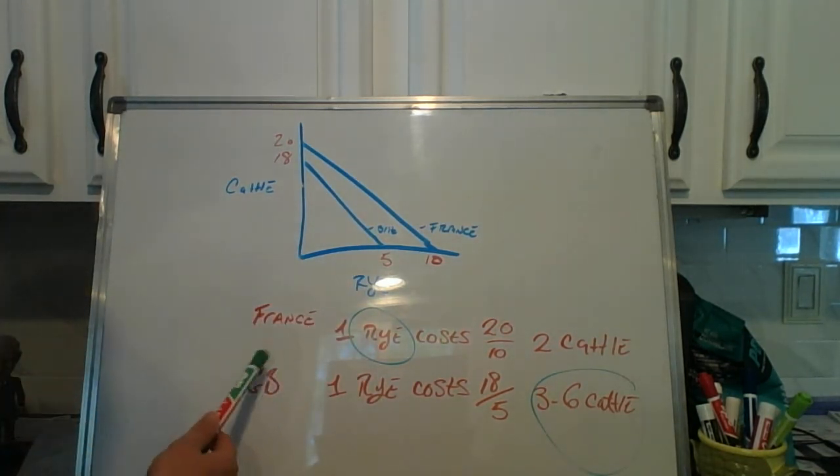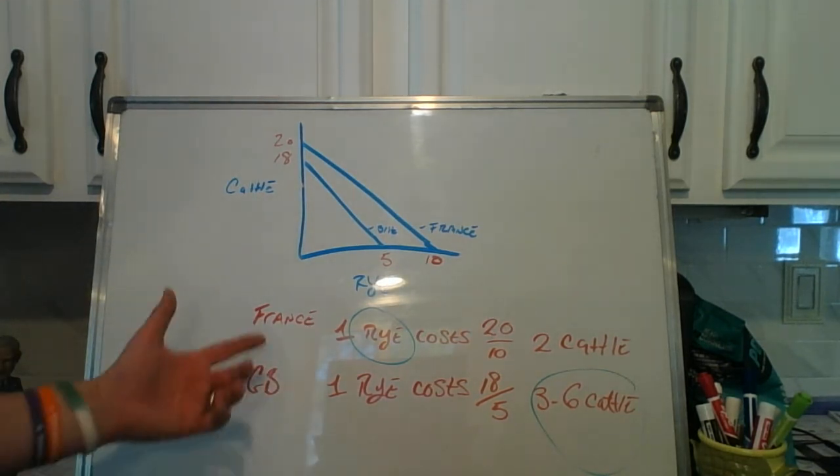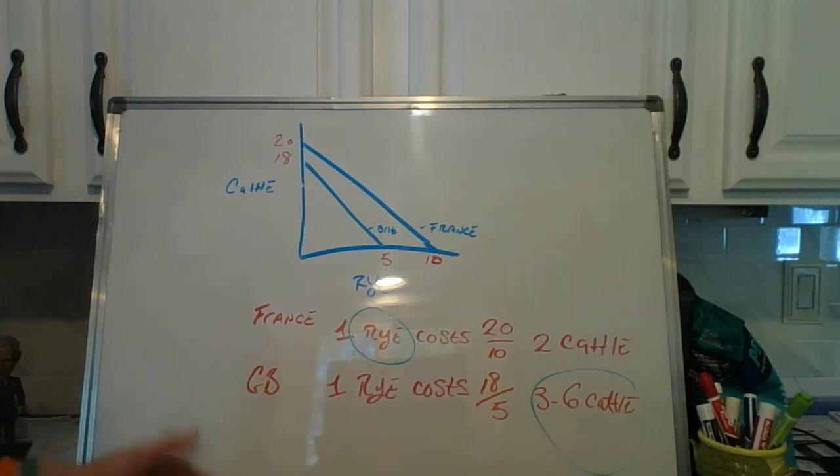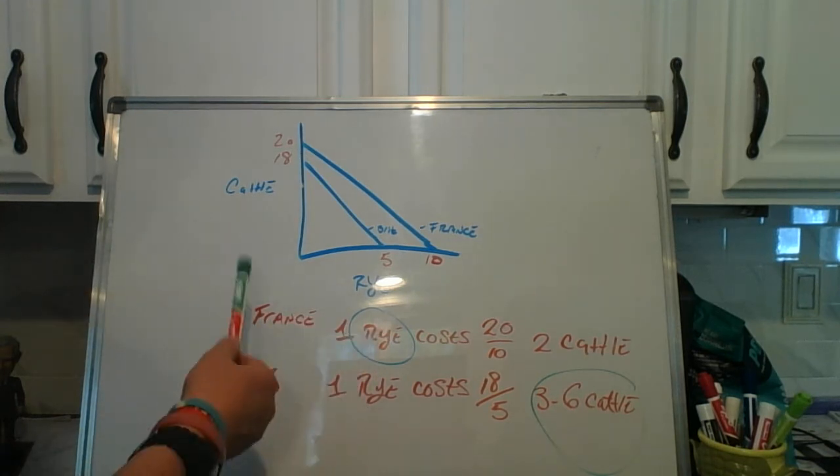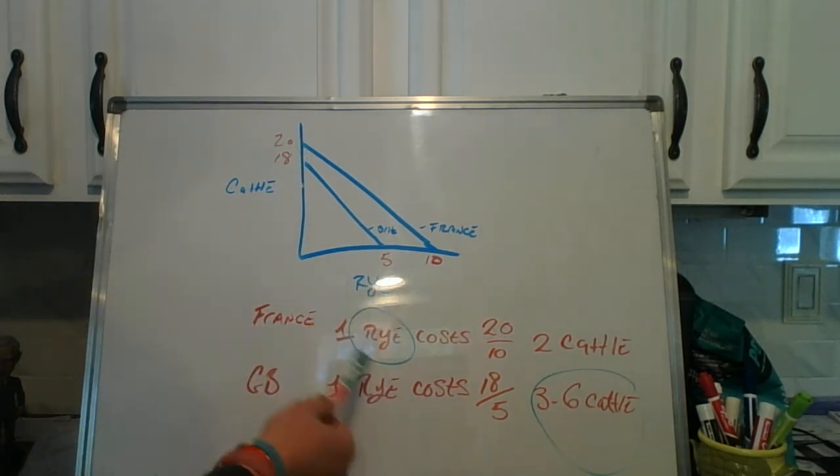And they can trade. So other ways they could ask this question: Great Britain should be focusing on producing cattle and exporting cattle, exporting cattle and importing rye. France should be focusing on producing rye, exporting rye, importing cattle.